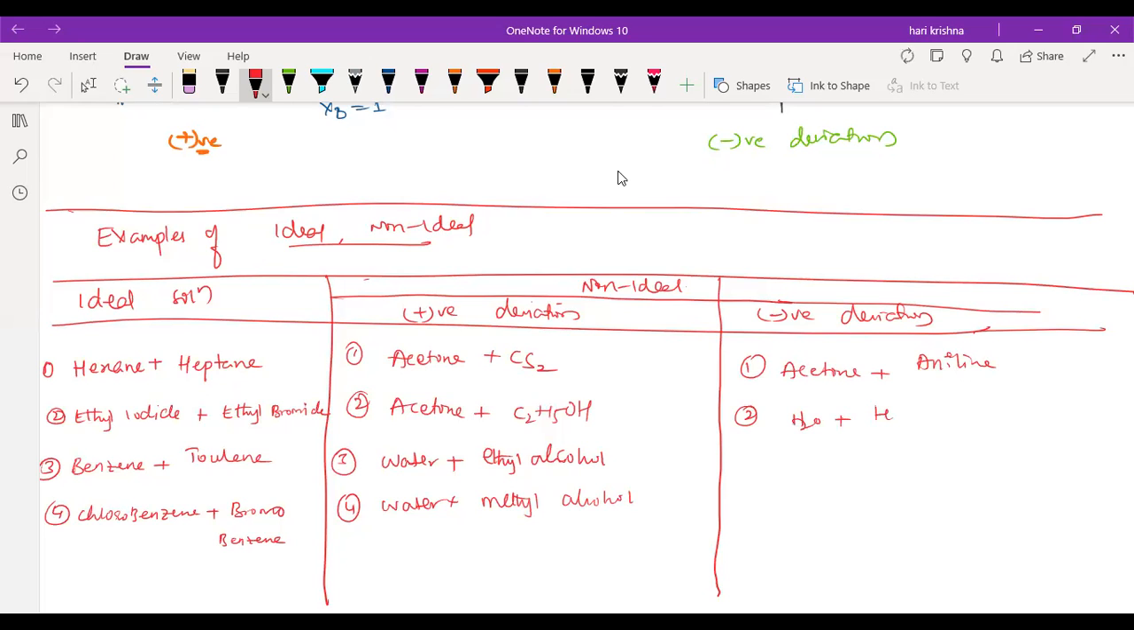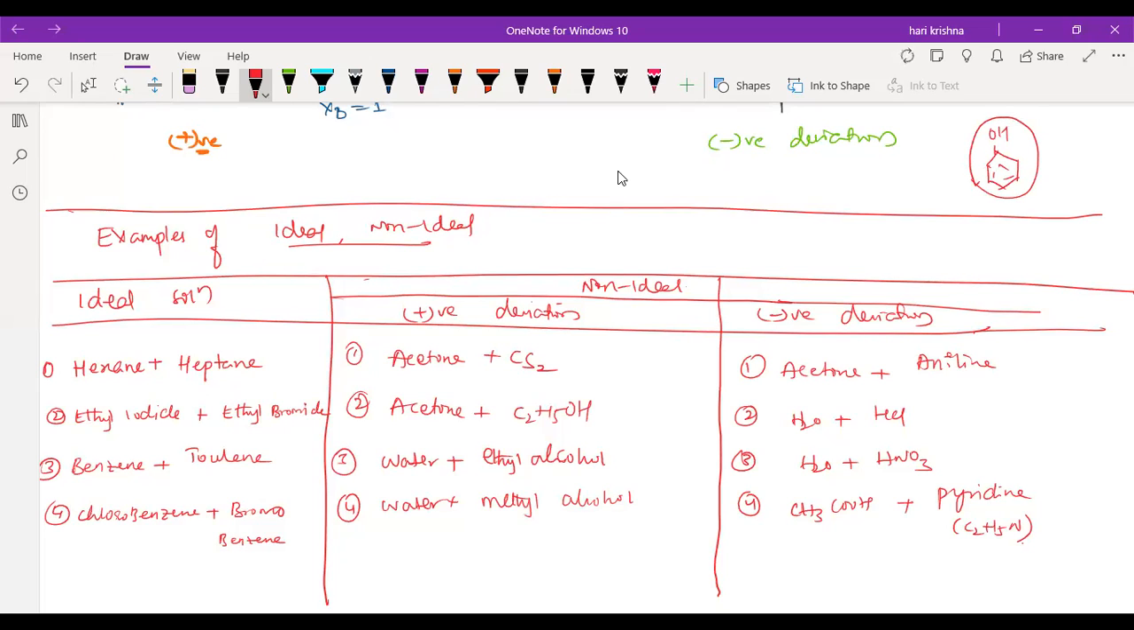Phenol formula, can you tell me? C6H5OH, sir. C6H5OH, good. The structure will be like this, right? This is the structure of phenol.